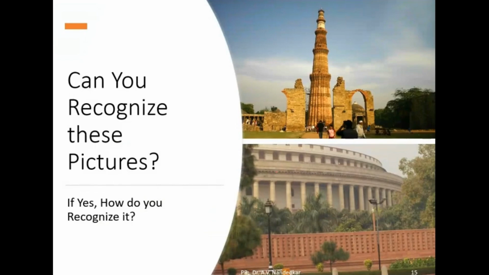Now let us do one more experiment on you. Can you recognize these pictures? Very quickly. Qutub Minar and the Parliament. Right. So you rightly pointed out what this is. Now, if you know the answer, how do you recognize this? Why do you recognize this? What is your opinion? Why do you understand these images? Based on previous memory. Right.